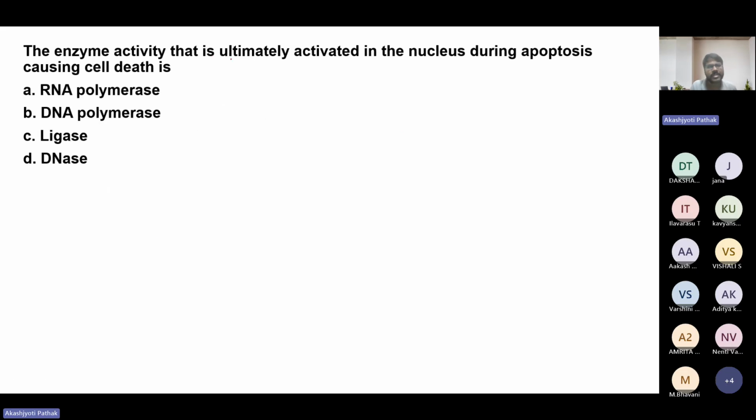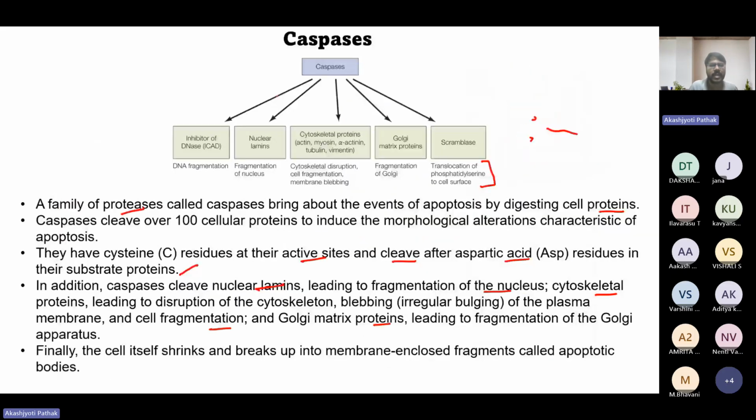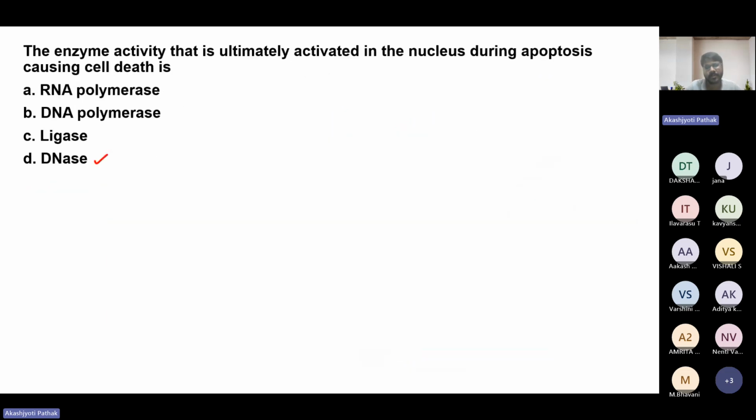What is the enzyme activity that is ultimately activated in the nucleus during apoptosis, causing cell death? DNase, right? The answer is DNase. I showed you the figure in the initial slide that ultimately the DNA gets fragmented. And in this slide also I showed that these caspases act on the inhibitor of DNase. Once it acts on the inhibitor of DNase, the DNase gets activated because there is no inhibitor to inhibit its activity, and it leads to fragmentation of the DNA. Okay, the answer is DNase.